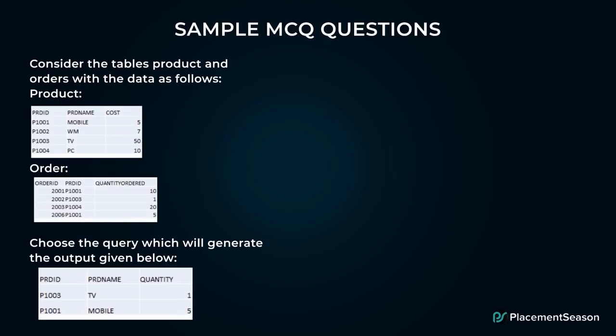That means for TV, if you see in the order table, TV is product number 1003. We have only one, so it is fine. For mobile, P1001, in the order table we have two entries, one with quantity ordered 10 and another with quantity ordered 5. They have taken only the minimum of the two, so 5. And also they ignored product 4, PC.